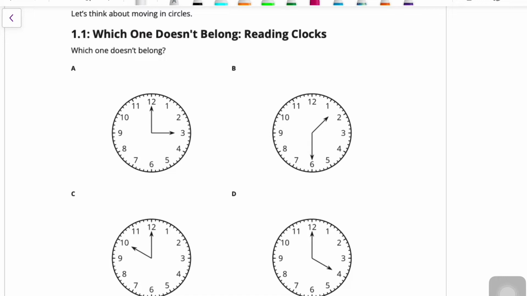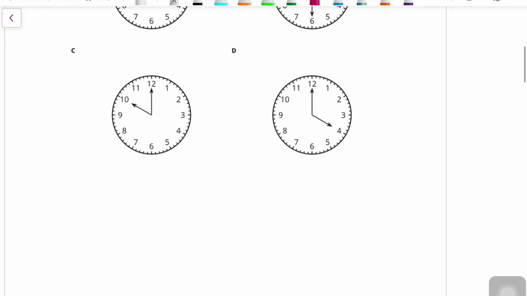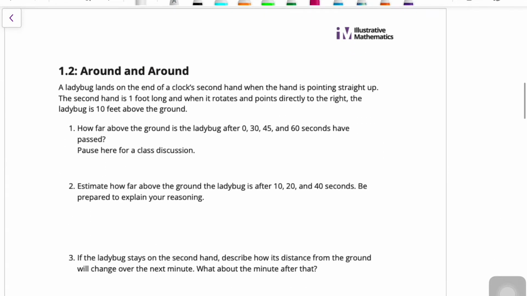You could say C doesn't belong because it's the only one that has the hour hand on the left side and not the right side. It's also the only one that forms an acute angle, less than 90 degrees. D is the only one that has the hour hand pointing down. So, yeah. All right, well, let's take a look at 1.2, around and around.